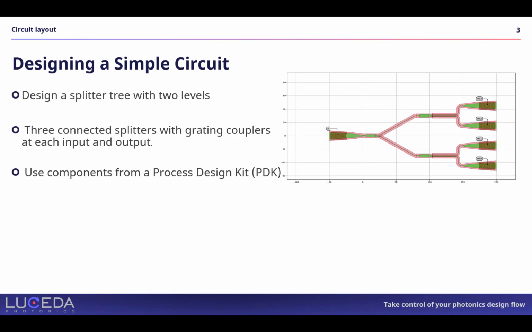In this tutorial, we will look at how to implement a basic circuit design in IPKISS. We will design a splitter tree with two levels that is comprised of three connected splitters and two grating couplers. The result is the following circuit with one input and four outputs.